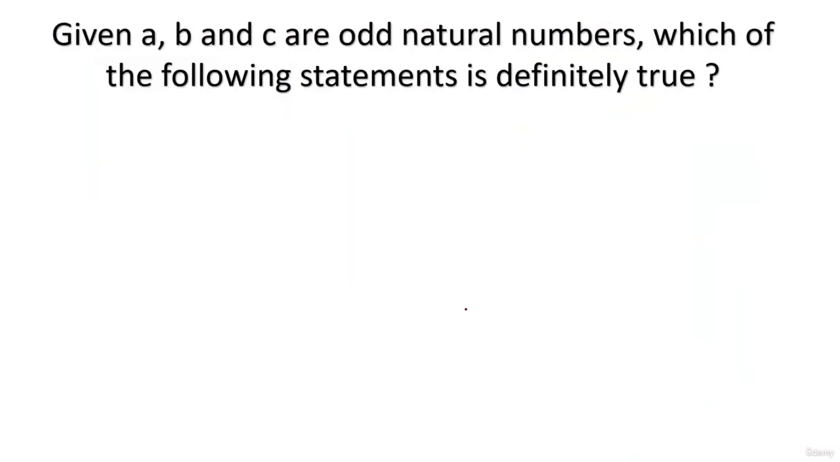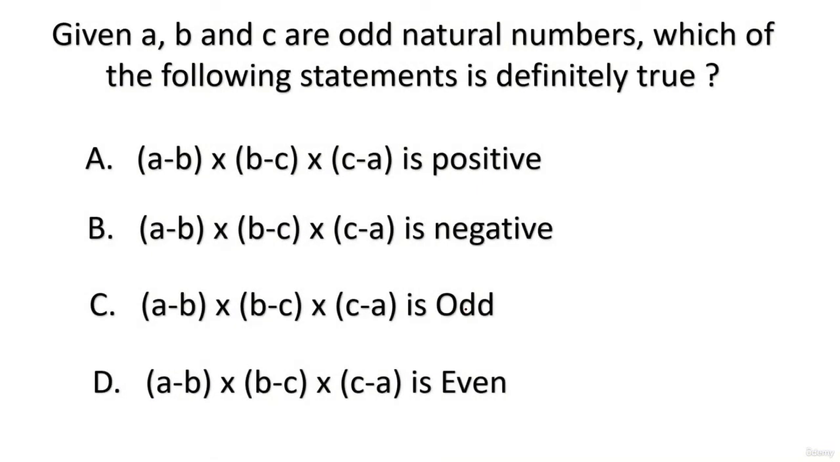Given a, b and c are odd natural numbers, which of the following statements is definitely true? Definitely true, guys. ये बहुत ज्यादा जरूरी है यहाँ पे फोकस करना. बहुत लोग यहाँ गलती कर लेते हैं. उसने definitely बोला है. Definitely मतलब क्या? होगा ही होगा. Alright, so you have to find out the statement जो कि definitely true होगा. True होगा ही होगा. Okay, if definitely true बोला है, I will directly eliminate options A and B.